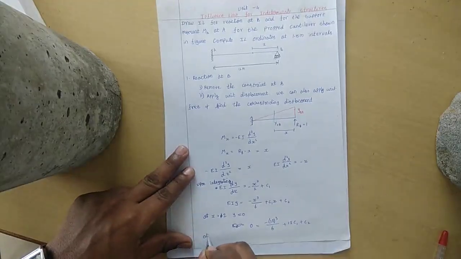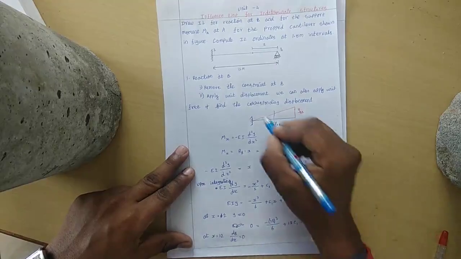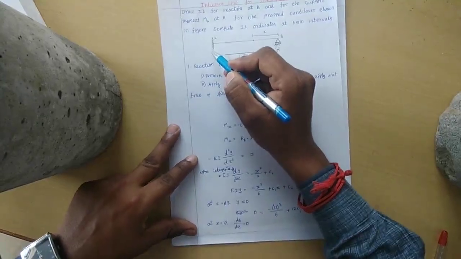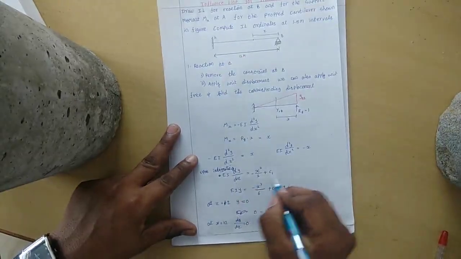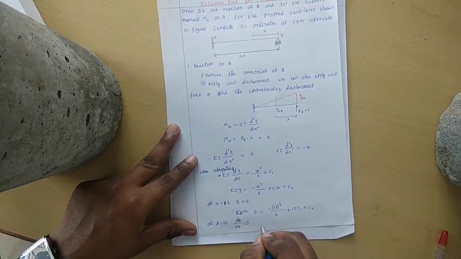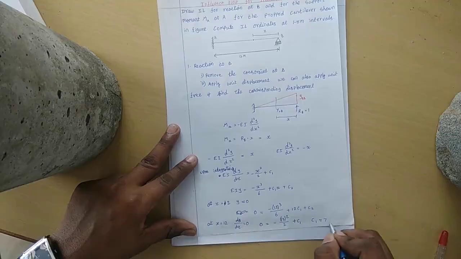Then at x equal to 12, we know that dy by dx, that is the slope, not deflection. Since it is a fixed support, the slope value will be 0. So if you substitute in this equation, 0 equals minus 12 square divided by 2 plus C1. So the value of C1 will be 72.